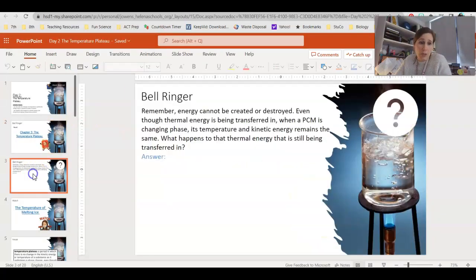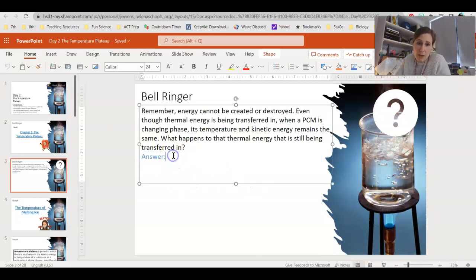For the question you need to answer for this article, remember, energy cannot be created or destroyed. Even though thermal energy is being transferred in, when a PCM is changing phase, its temperature and kinetic energy remain the same. What happens to that thermal energy that is still being transferred in? So obviously, if we're causing something to melt, we're heating it up and we're adding energy to it. So if that temperature stays the same, that means the energy is staying the same as well. So what happens to that energy that we're still adding in if we're heating it? For instance, we're using a Bunsen burner like you see in this picture here, that's found in that article there.